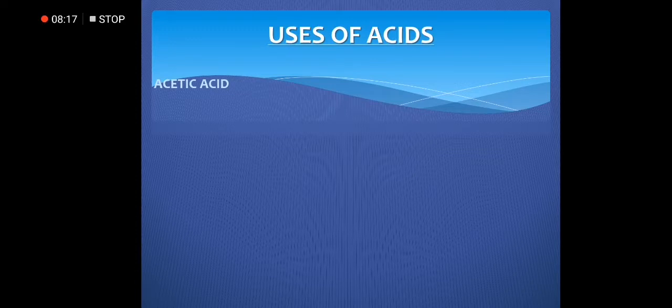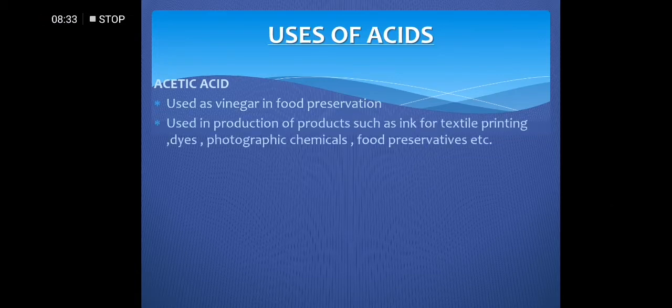Acetic acid. We discussed acetic acid is used as vinegar in food preservation. And this vinegar is an important ingredient for the Chinese recipes you like. Acetic acid is also used in the production of ink for textile printing, dyes, photographic chemicals, food preservatives, etc.